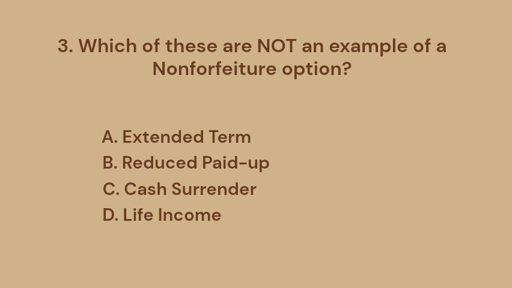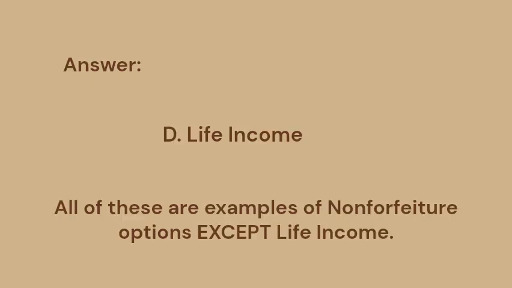3. Which of these is not an example of a non-forfeiture option? A. Extended term. B. Reduced paid up. C. Cash surrender. D. Life income. Answer: D. Life income. All of these are examples of non-forfeiture options except life income.